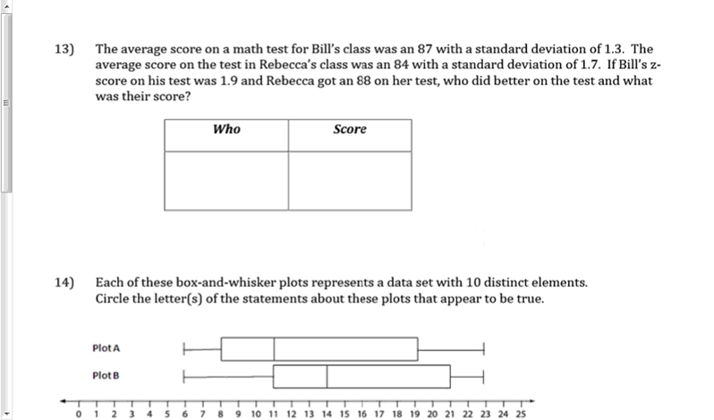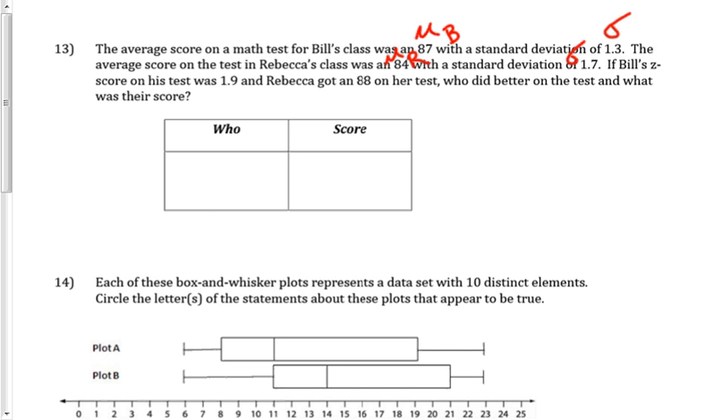Final page, number 13, another statistics question. The average score for Bill's class was an 87 with a standard deviation of 1.3. So here's our mean and our standard deviation. The average score on the test in Rebecca's class was 84, standard deviation of 1.7. So we have two classes, one for Bill and one for Rebecca. Bill's z-score was 1.9, and Rebecca got an 88 on her test. Who did better? So we want to compare them.